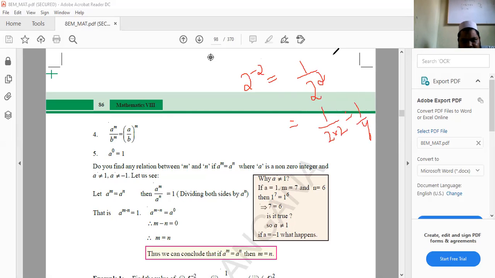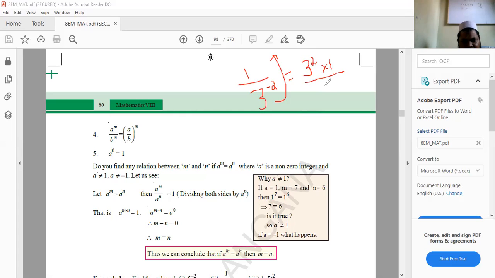Take another example. Suppose 1 by 3 to the power minus 2. In this case, the negative exponent is in the denominator, so we will bring it into the numerator. 1 is always in the numerator, so there is no need to write 1. Directly we will write 3 to the power 2. Why is there no need to write 1? If you multiply by 1, the same number comes again, and if no number is in the denominator, then we consider 1. So we write 3 square into 1, 3 square. 3 to the power 2 is 3 into 3, which can be written as 9.